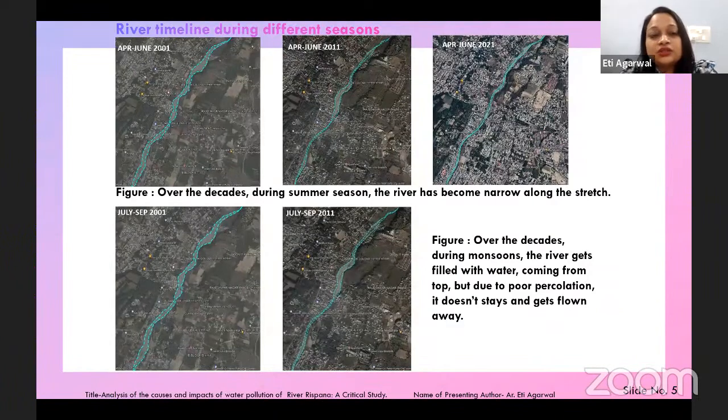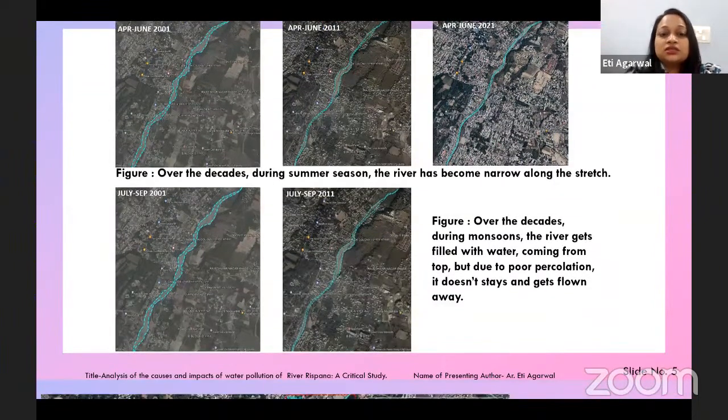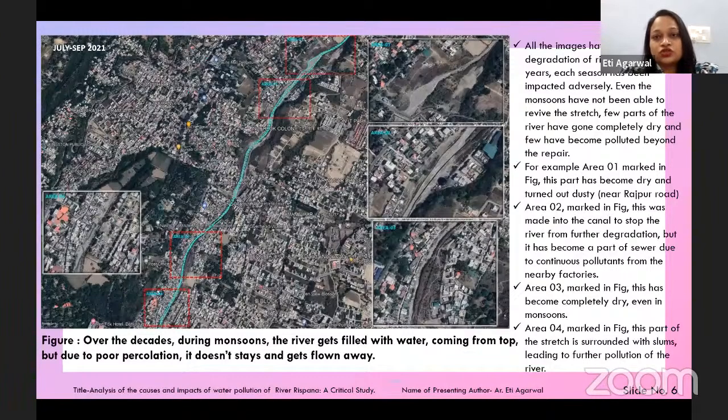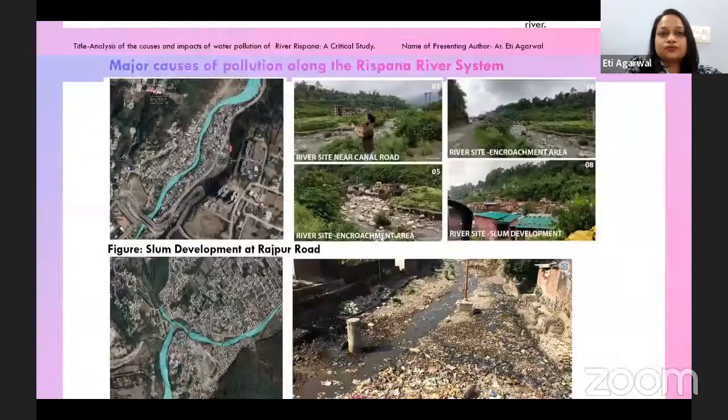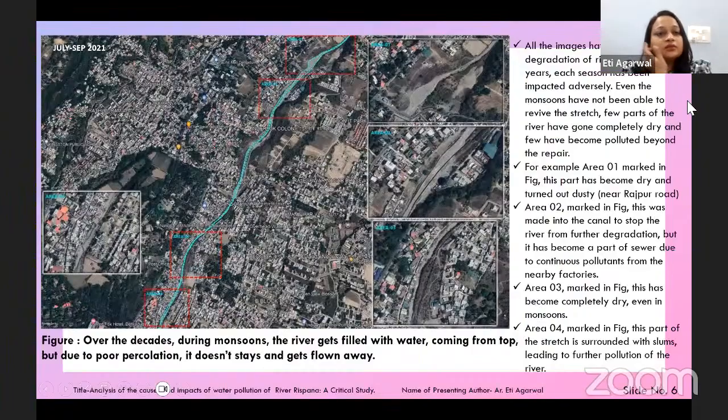So again, during the spring and during the early monsoons, this has become completely dry, and it has almost diminished. Now, this is the major part that I have taken into consideration. These were a few images. I guess they won't be clearly visible, but I'm trying. So yeah, basically these images will clearly show how the river has degraded over the years, and these are the areas marked. For example, area one has become completely dry and dusty. This is near the main Rajpur Road.